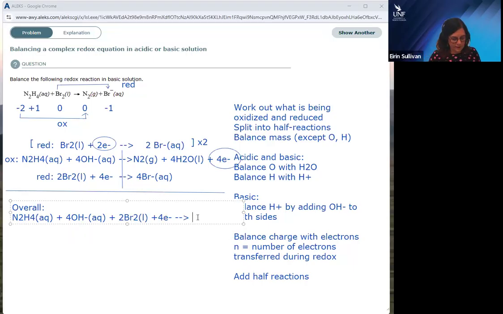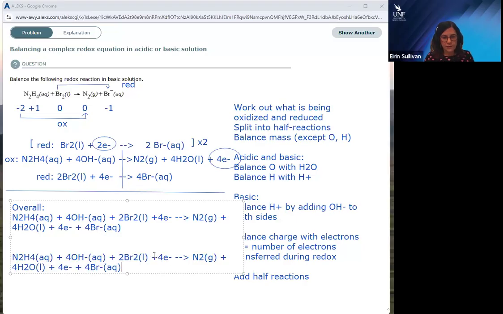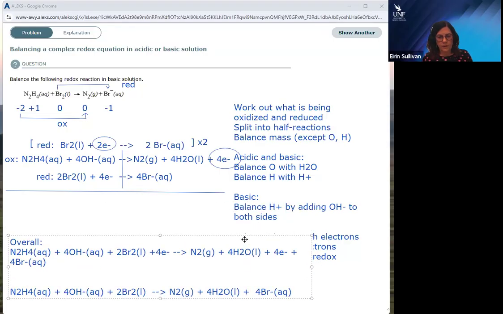And then on the right-hand side, I have N2 gas plus 4 H2O liquid plus 4 electrons plus 4Br- (aq). Oops, I can't even type today. That'll teach me for looking at my fingers. So hopefully we can see that those electrons are going to cancel out on both sides. So what I can actually do is just delete this and delete that, and this will be my overall balanced redox equation as follows.